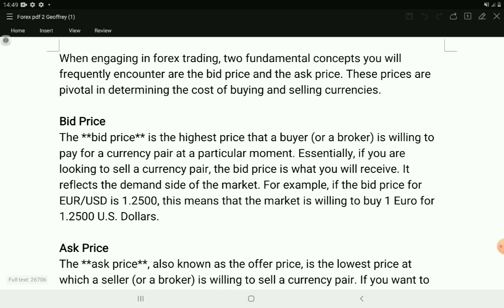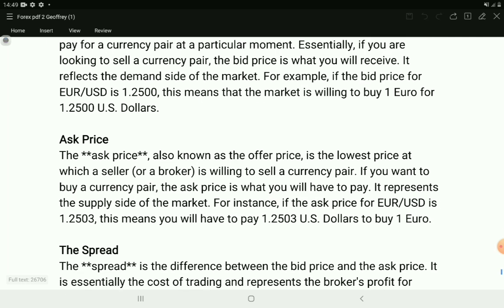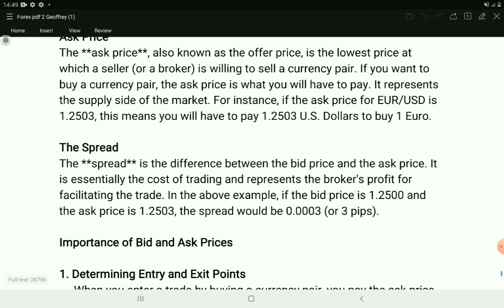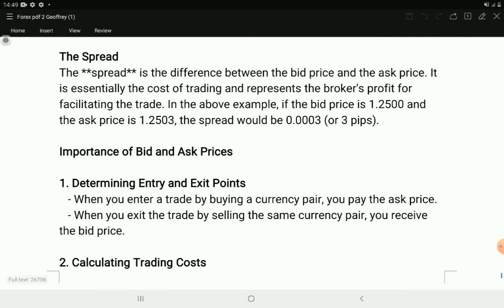If you are selling it to him, then he will buy it at a lesser value than when he is selling it to you. The difference between this bid price and the ask price is what we call the spread. It is what the broker makes as money. They make their own money from it too, right? Then that is what we call the spread. It is the difference between the bid price and the ask price.